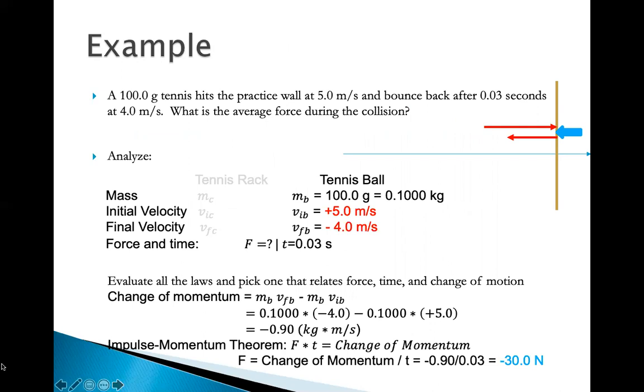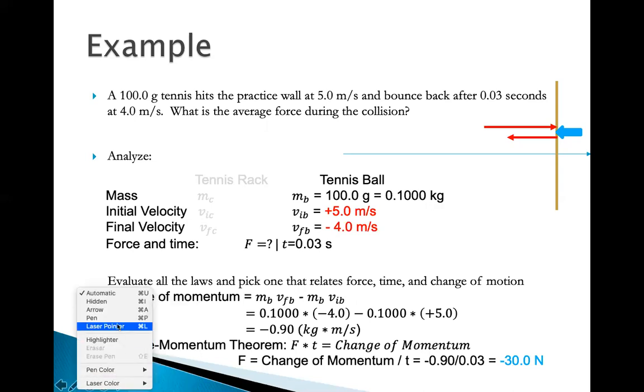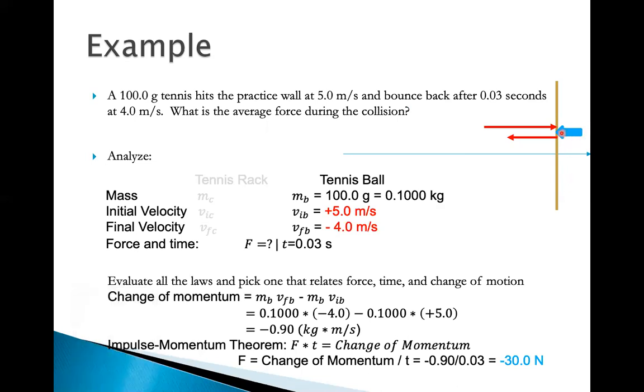So we're going to analyze this motion. In this case, the two objects are the tennis racket and the tennis ball, but we are only interested in the tennis ball. So we analyze the motion of the tennis ball. The change of momentum can be calculated, and if we apply the impulse momentum theorem, we can calculate the average force. The average force is 30 newtons, negative. That means the force hits the ball and is opposite the direction of the initial velocity at which the ball hits the wall.